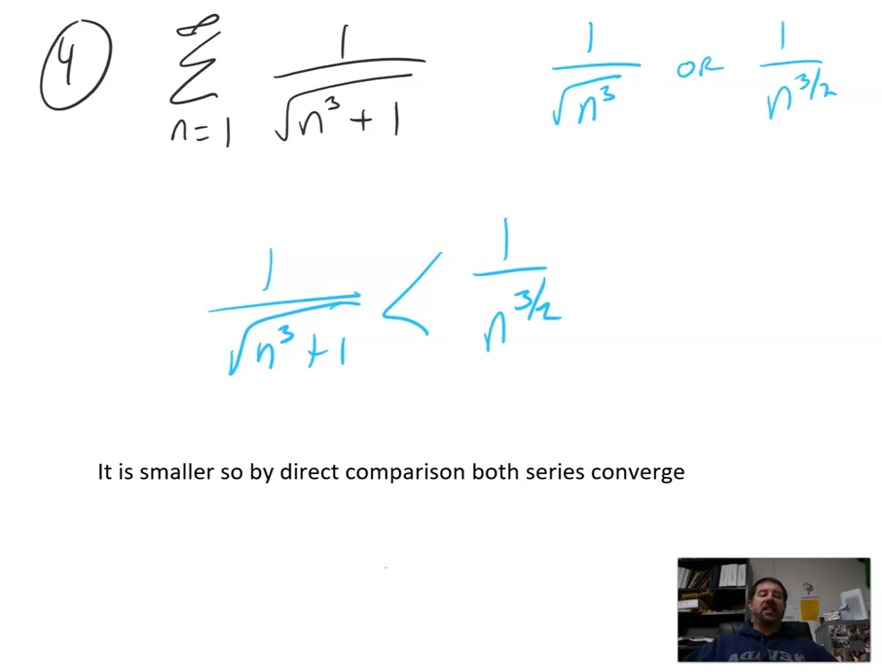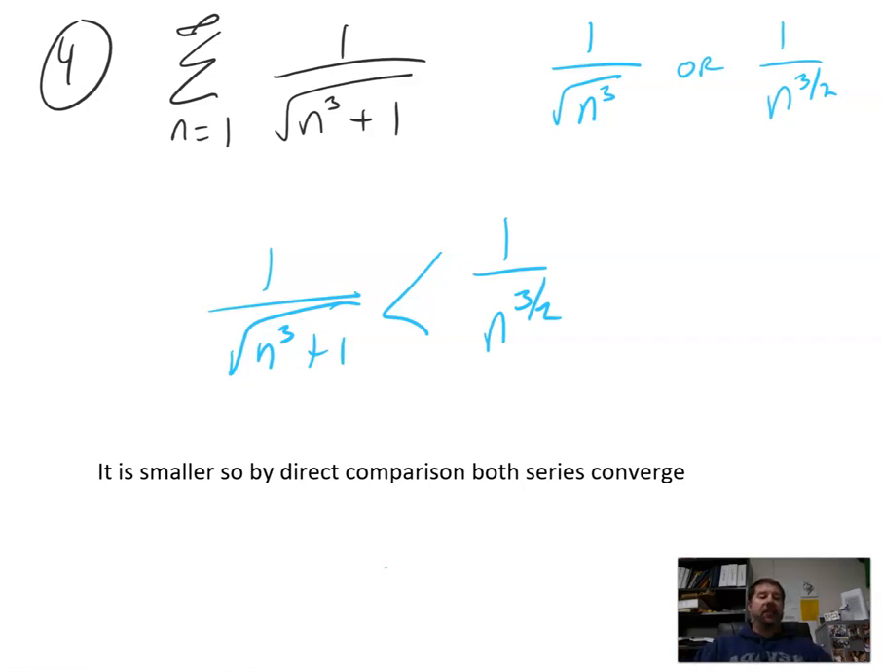If it was not smaller, then basically direct comparison doesn't work. If it was bigger, then it may converge, it may diverge, I don't know. If it doesn't fit these rules, I need to move on to a different test, because direct comparison does not work. And then, as always, I forgot to mention, always do the nth term test for divergence first, because if that diverges, then we can move on.